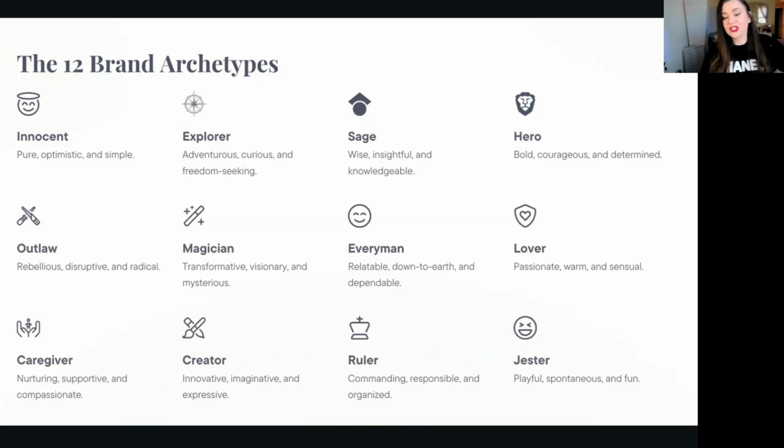Creator: innovative, imaginative, and expressive. Apple actually puts themselves under this, as well as Microsoft, because they believe that they are innovative and creators. Rulers: commanding, responsible, and organized, tend to be financials. The financial world tends to fall under there. And jester: playful, spontaneous, and fun.